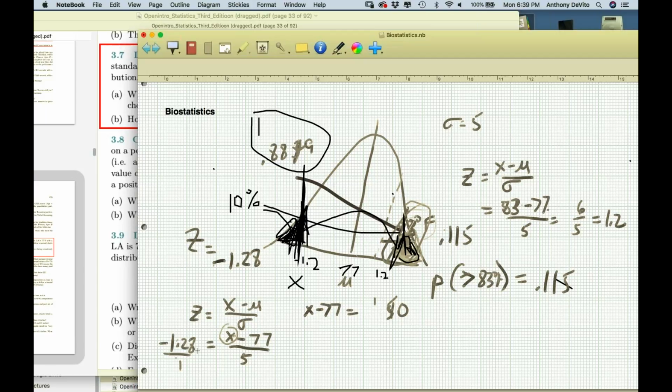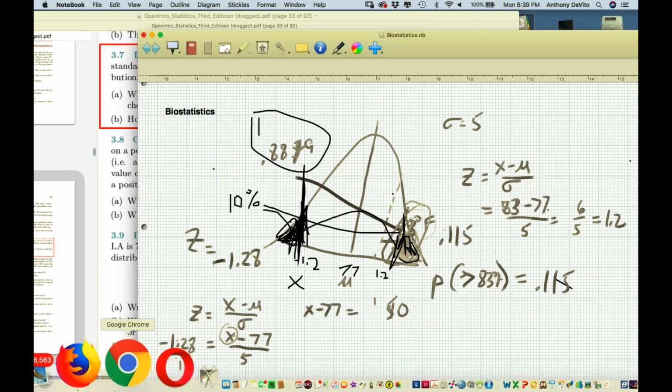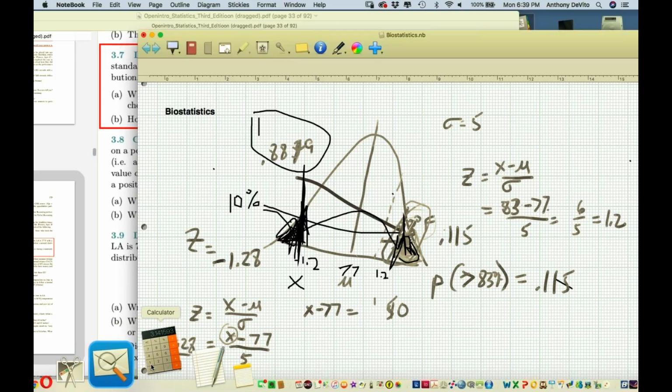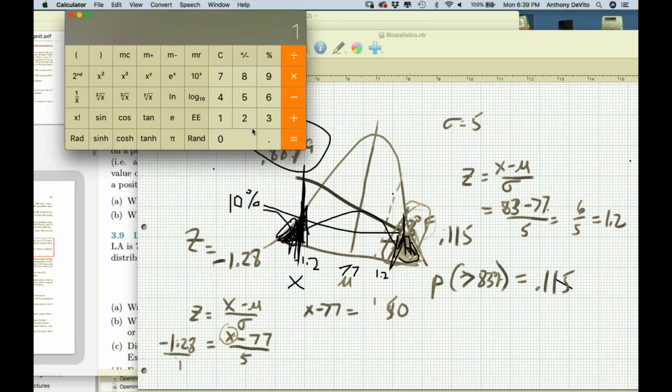All right, let me do it this way. I'm going to use my calculator. I'm going to screw this up. 1.28 times 5 is equal to 6.4.